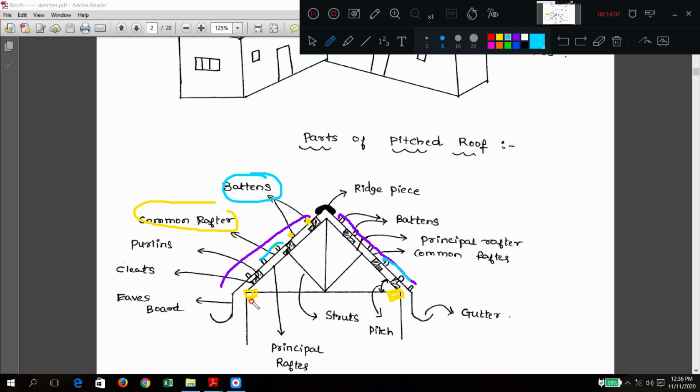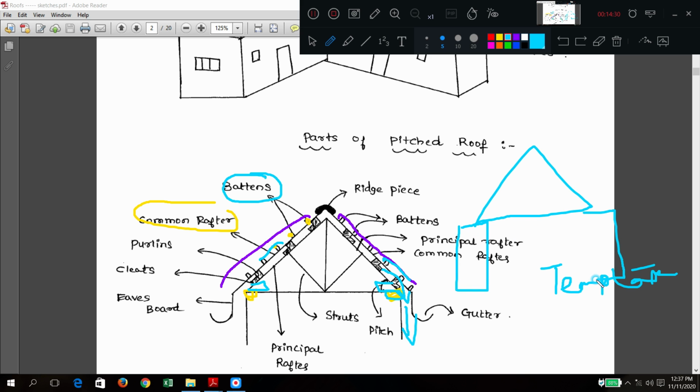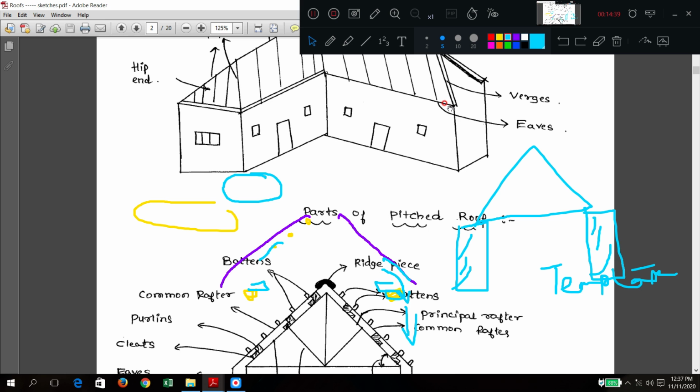So one more thing will come, the template. So what do you mean by this template? Template is another member, just like the wall plate, it will come. So what are these template and wall plates? These are nothing but the supporting members which help to transfer the load of the truss to the wall. Wall will be there, above that the truss is going to come. So can you see here? Above that one only this truss is fixed. So the wall plate, or template, will come exactly here.